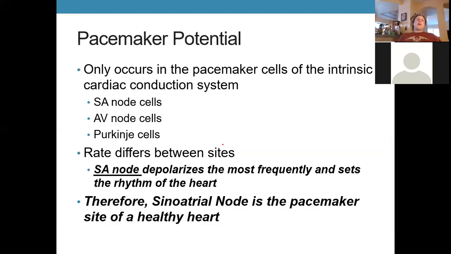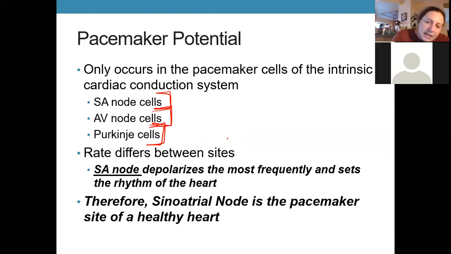So again, we call this pacemaker potential because it's setting the pace of heartbeats. And only a couple of parts of the intrinsic conduction system are actually pacemaker cells: SA node cells (sinoatrial node), atrioventricular node, and then Purkinje cells. The rest of it, the internodal paths and the bundle branches, don't do this. They just transmit it like electrical wires.